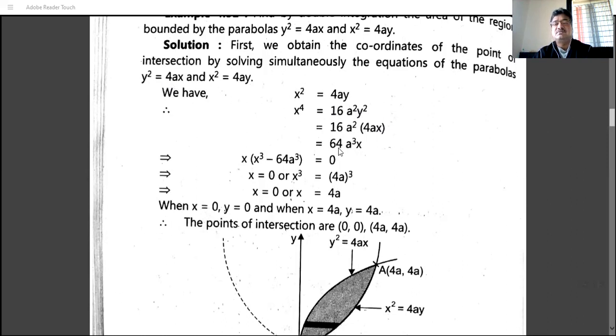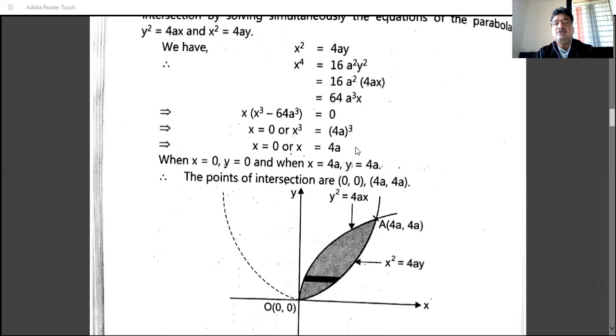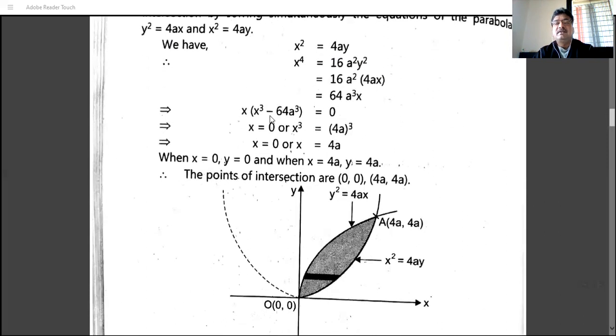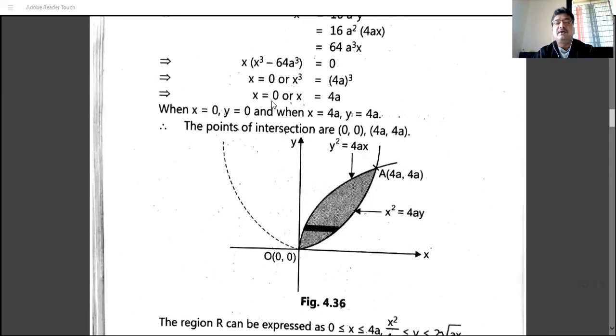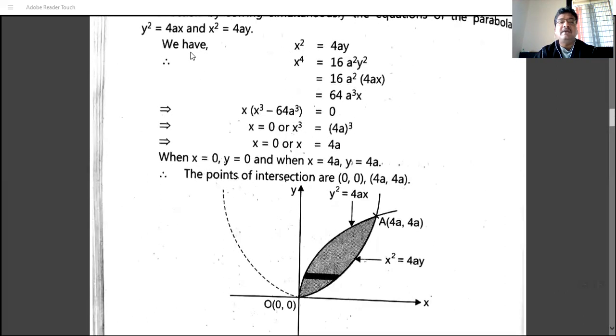We have x⁴ = 64a³x. Then shift this term to the LHS and take x as common. So we have x(x³ − 64a³) = 0, which implies x is 0 or this bracket is 0. This bracket being 0 means x³ = 64a³, that is (4a)³, and therefore x is 0 or, taking the 1/3 power of both sides, x is 4a. And if x is 0, then y is also 0.